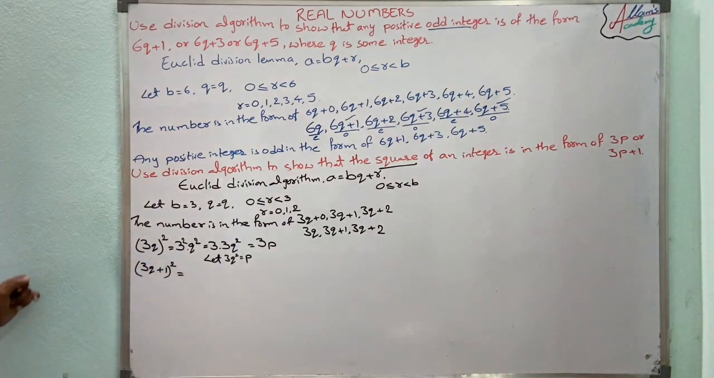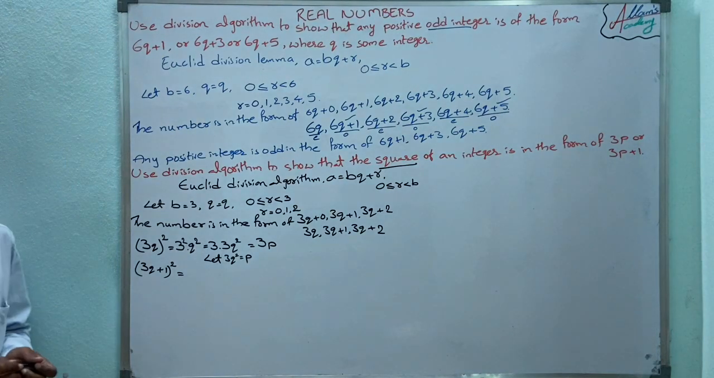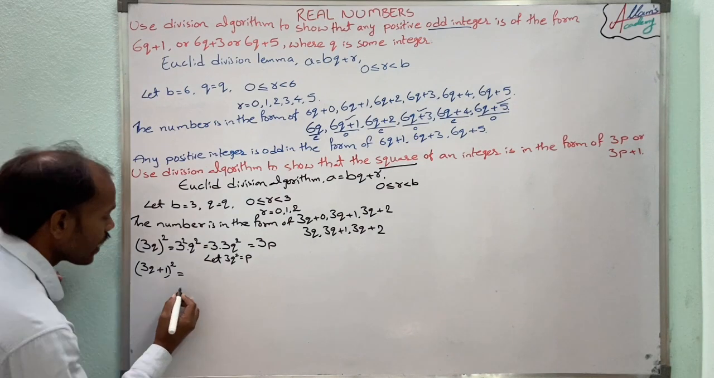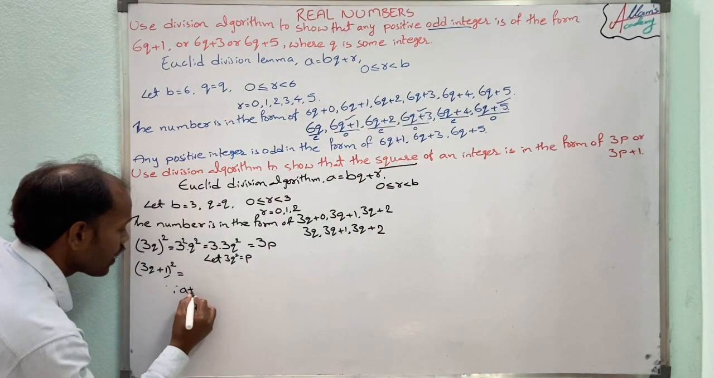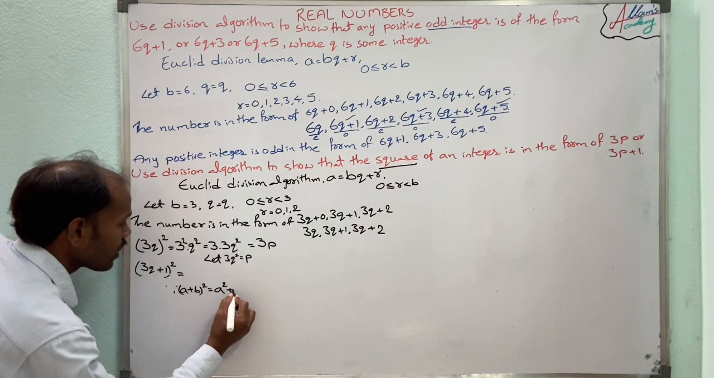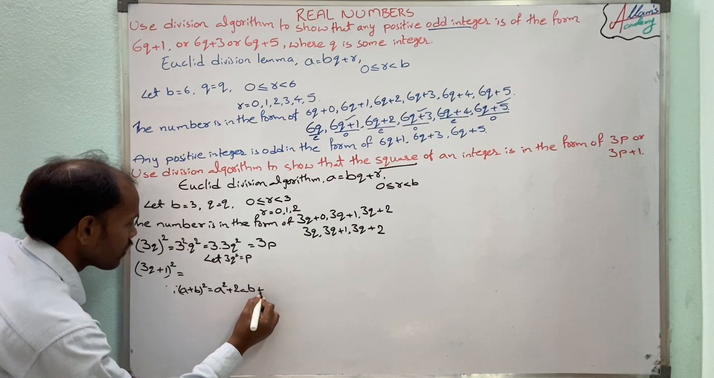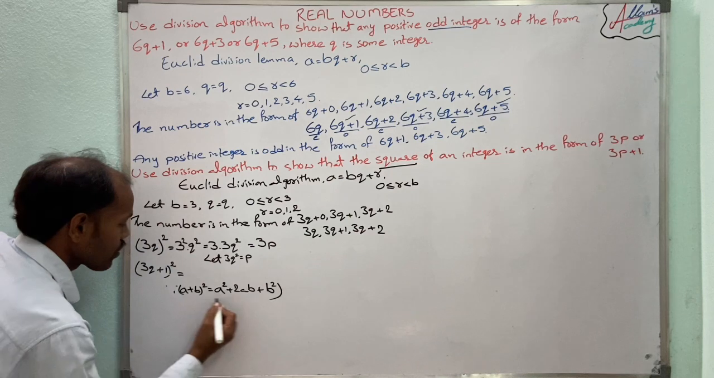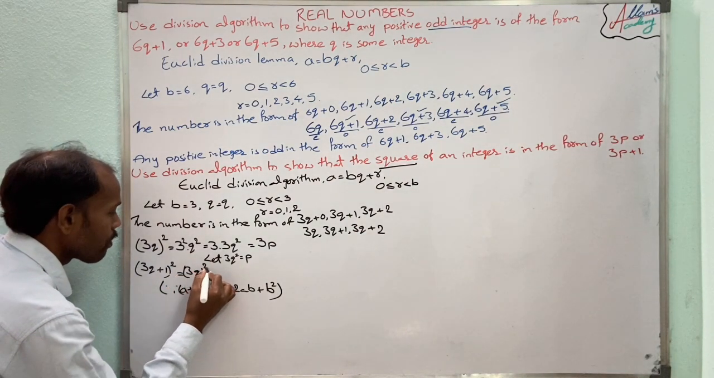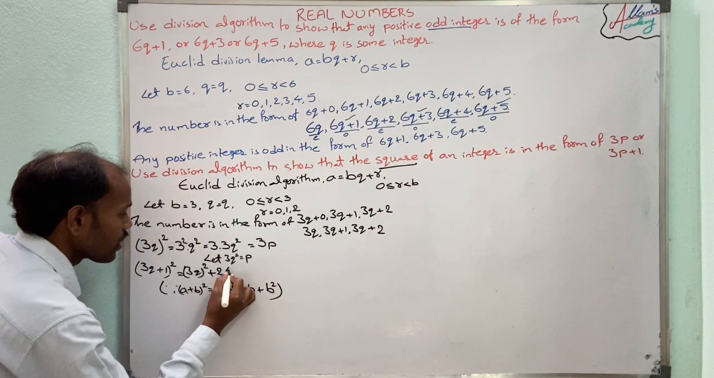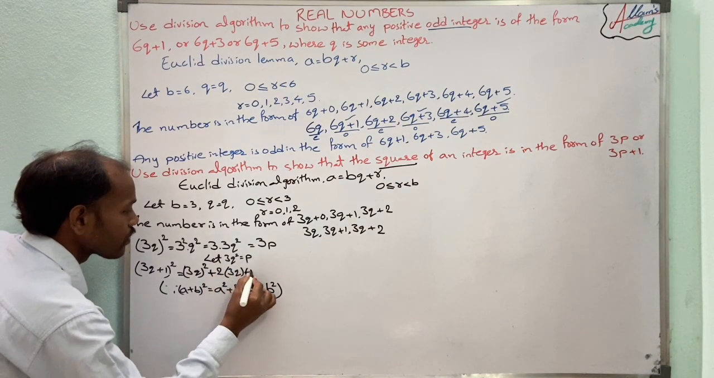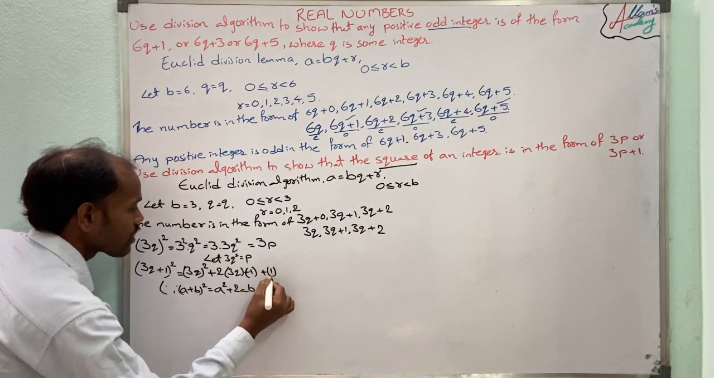Now 3q plus 1 whole square. It is in the form of (a plus b) whole square. So (a plus b) whole square equals a square plus b square plus 2ab. Here a is 3q, b is 1. So we will write this as 3q whole square plus 2 into 3q into 1 plus b square, 1 square.